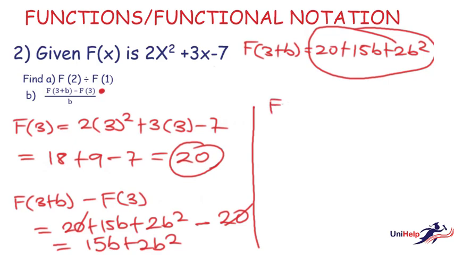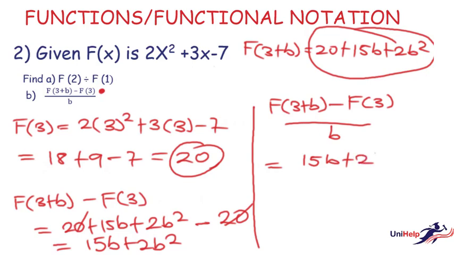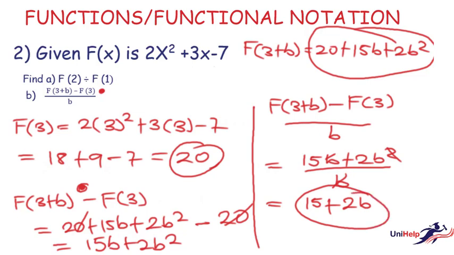Therefore, f of 3 plus b minus f of 3 over b is equal to 15b plus 2b squared, which is what we have here, over b, which is 15 plus 2b. So this is the final answer of this problem. And that's it for the introduction to calculus and the functional notations.